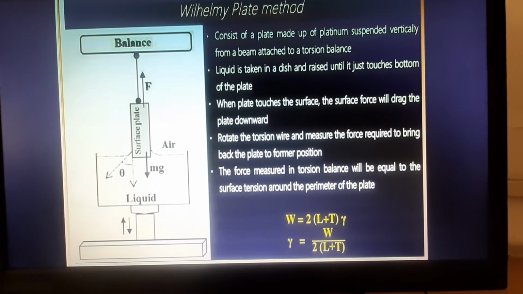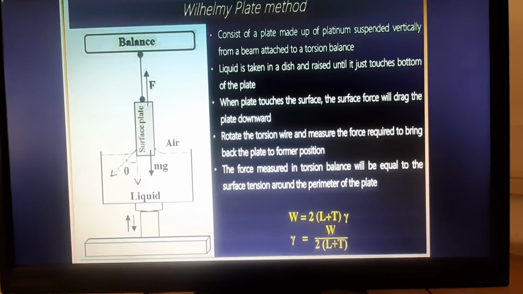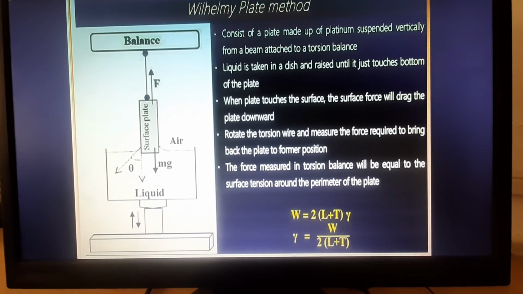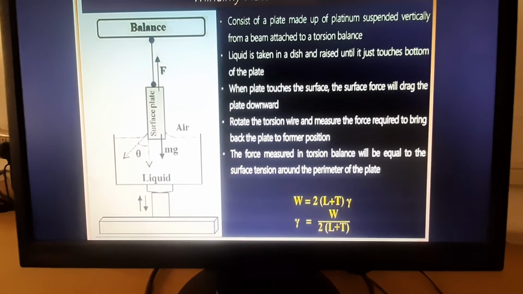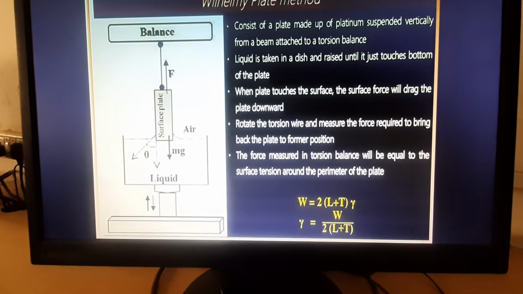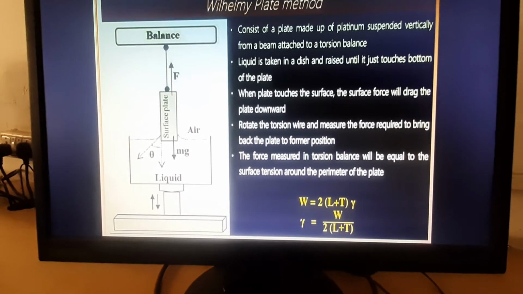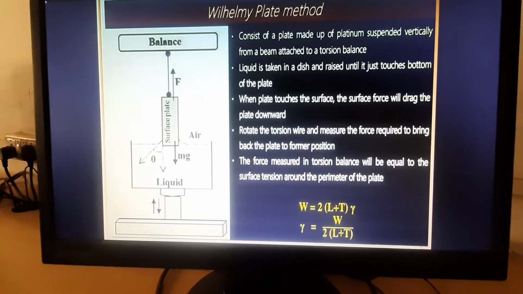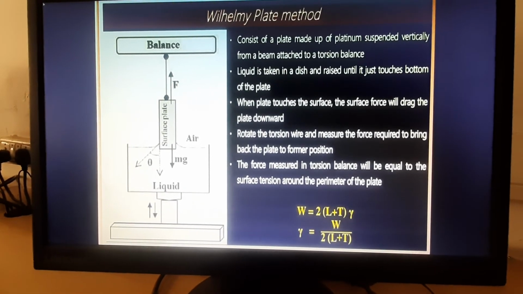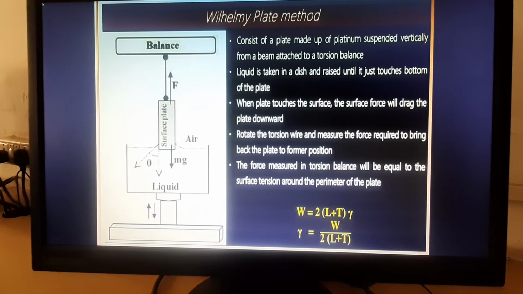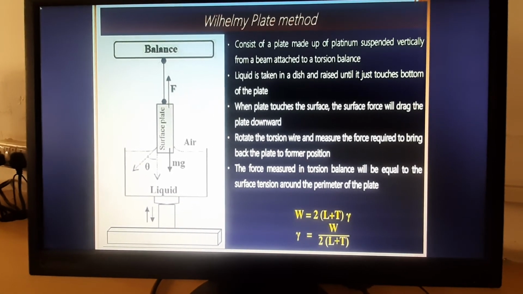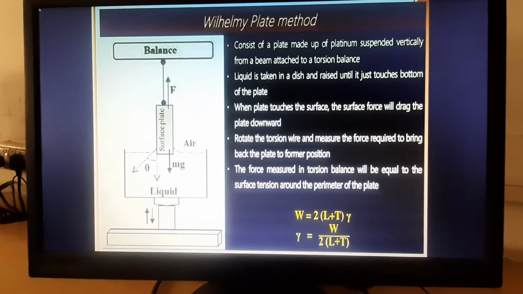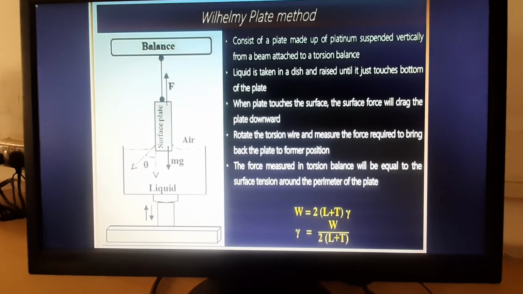When the plate touches the surface of the liquid, the surface force will drag the plate downward. Then we rotate the torsion wire. Here you can see the torsion wire, and we measure the force which is required to bring back the plate to the former position, to the original position.